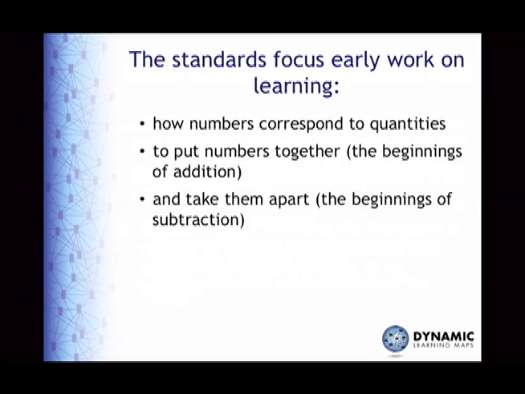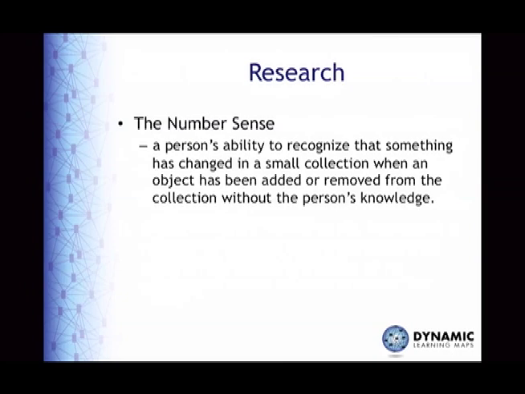These standards follow successful international models and recommendations from the National Research Council's Early Math Panel report by focusing early work on learning how numbers correspond to quantities and learning how to put numbers together and take them apart, the beginnings of addition and subtraction. The primary intent of the counting and cardinality standards is to build what researchers often call number sense.